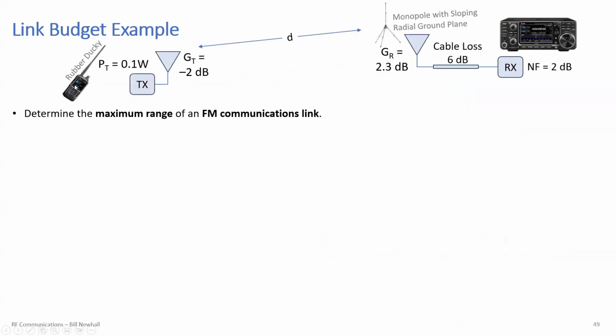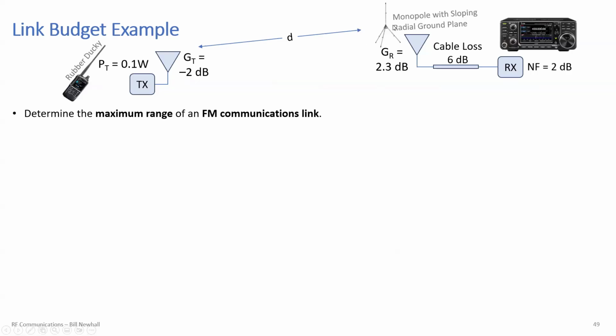So here's an example of a link budget. Let's determine the maximum range of an FM communications link. Let's say you have a handheld radio, an HT, handheld transceiver, and you're communicating with a base station. The handheld transceiver has what we often call a rubber ducky antenna. They're these flexible antennas that are durable, so you can bend them and they won't break. They don't have particularly high gain.